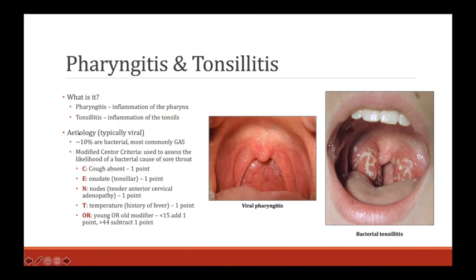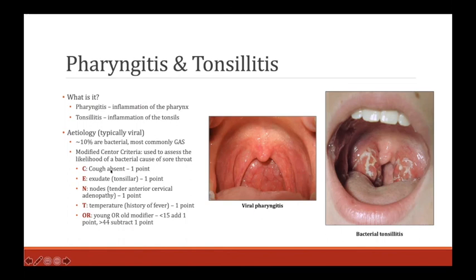So about 90% of causes of pharyngitis and tonsillitis are viral, but about 10% are bacterial, and they're most commonly caused by group A streptococci. These are the big nasty bugs that we need to worry about. In terms of how you assess whether or not someone has a bacterial cause rather than a viral cause, you can use something called the Centor criteria. And this looks at the following.